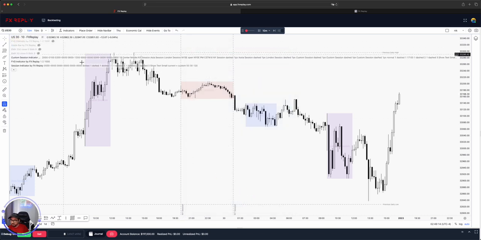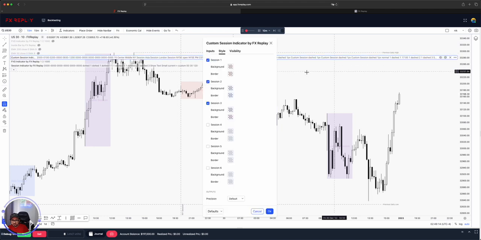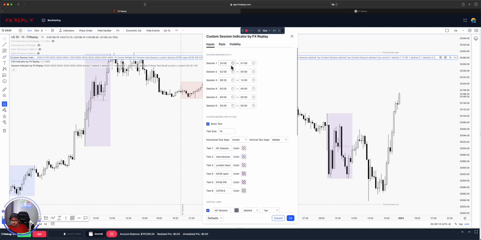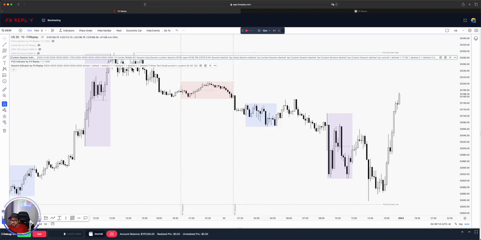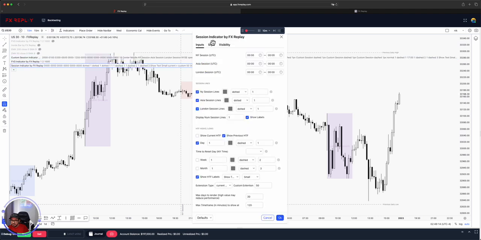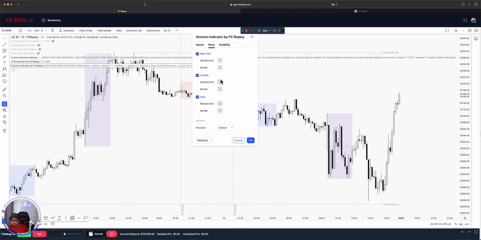And then when you go to the custom session indicator here, you can put in 8 p.m. to 1 a.m. New York, which is UTC minus 4, as Asia, and 2 a.m. to 5 a.m. New York, which is the London session. And you need to go to the session indicator by FX Replay, close everything, make them white.